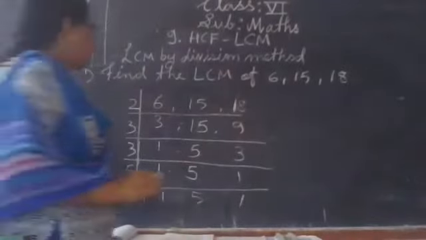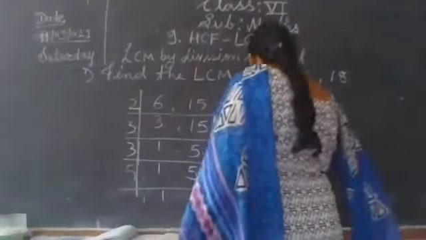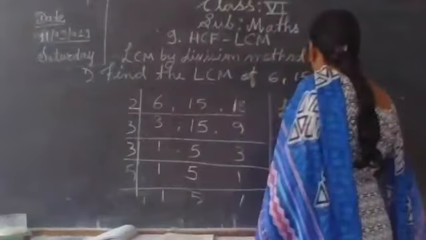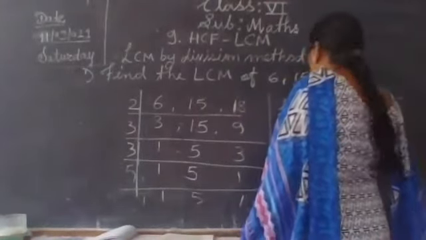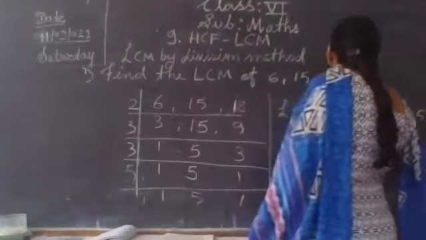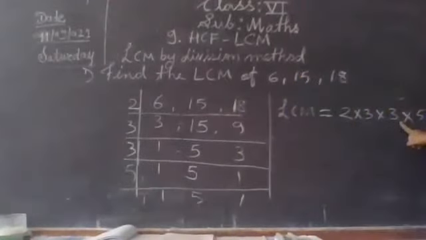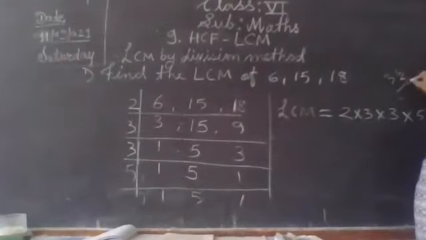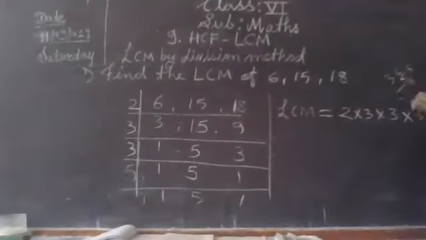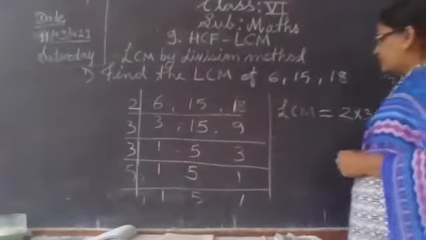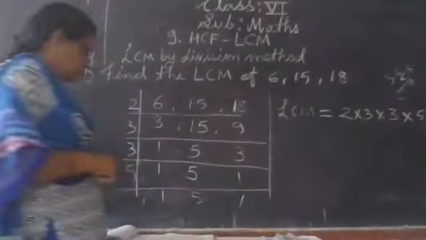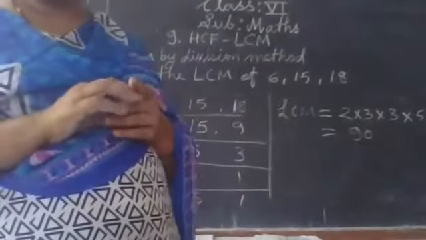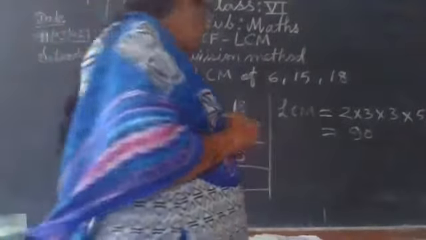So LCM equals the product of all these factors: 2 into 3 into 3 into 5. 2 threes are 6, 6 threes are 18, and 18 fives are 90. So you can find the LCM. So let's see one more example, beta.